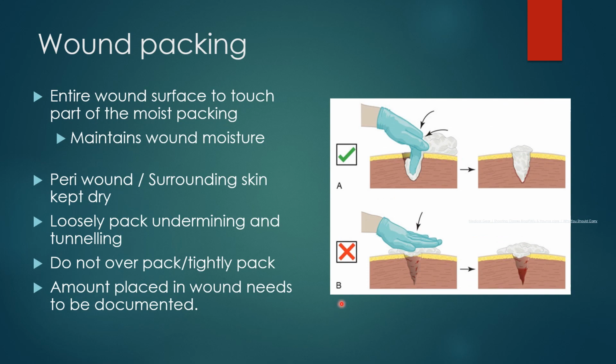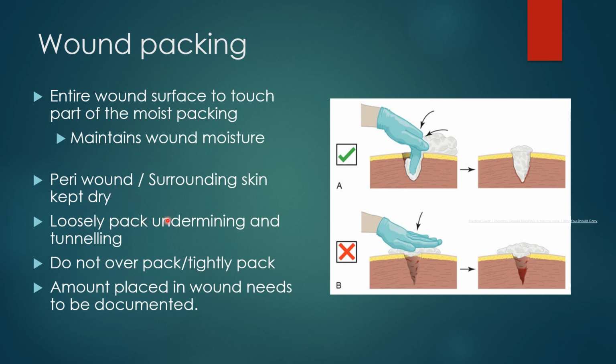So how do we pack the wound? There are a couple different techniques. You will go over this technique in lab as well for how to specifically pack the wound. We need to make sure that the entire wound surface touches a part of the moist packing, that we do not create a hole or leave a certain area of the wound unpacked. The wound packing cannot touch the patient's peri-wound or the surrounding skin, because we want to keep that peri-wound dry and intact. We do not want it to be moist and to further break down. So healthy skin, we want dry. Healing skin, we want moist.